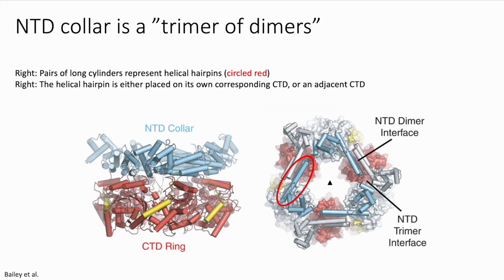The NTD is a helical bundle that terminates in a helical hairpin and has also been proposed to bind ssDNA. Each DnaB subunit either places its helical hairpin on top of its own CTD or the CTD of an adjacent subunit. This gives rise to a characteristic trimer of dimer structure in the NTD collar.